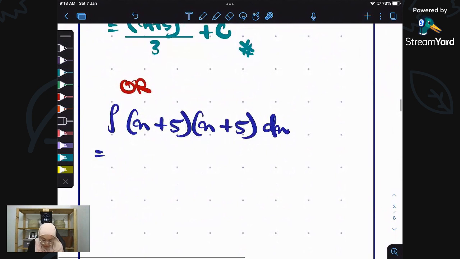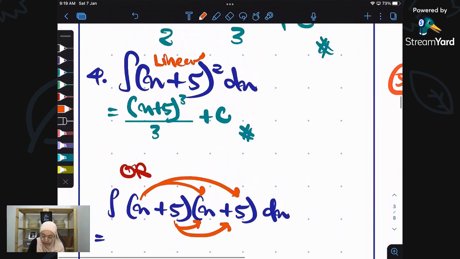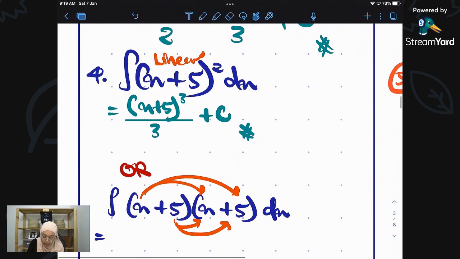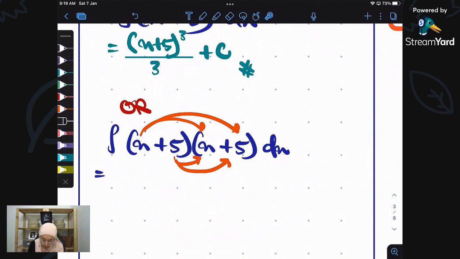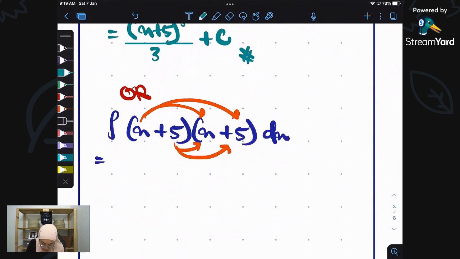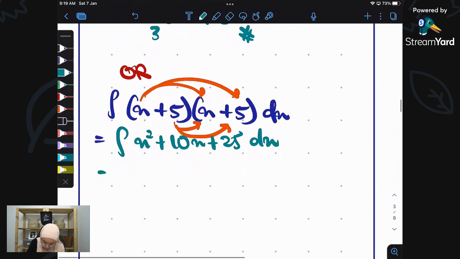How about this one? Cara yang ini pula sangat senang saja. It is actually just expand it first. For your information, this is alternative ya. Soalan ni sama, seketul sebiji sama. So what I did here, this is just alternative to show you that the answers are the same. Okay, and here goes the integral of x squared plus 10x plus 25 dx. So what's the answer?